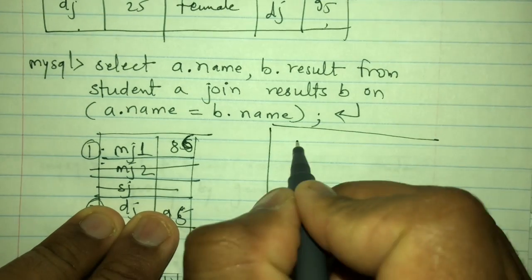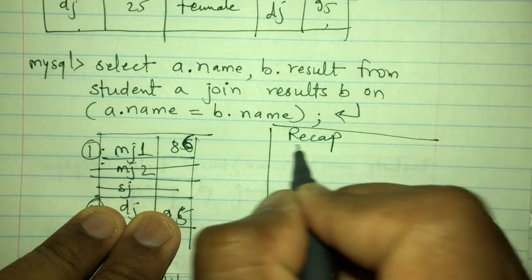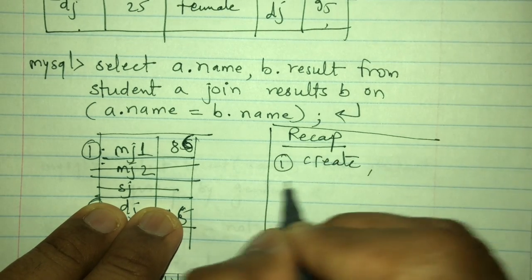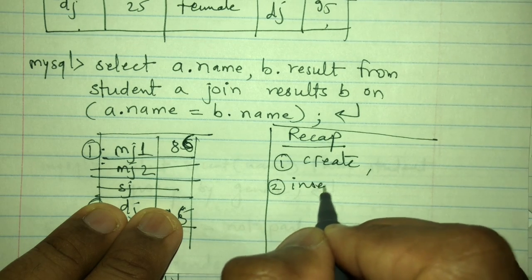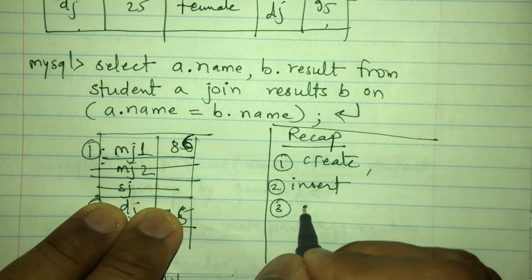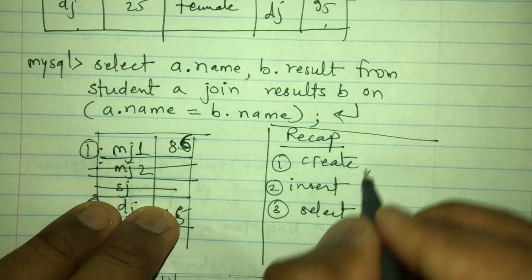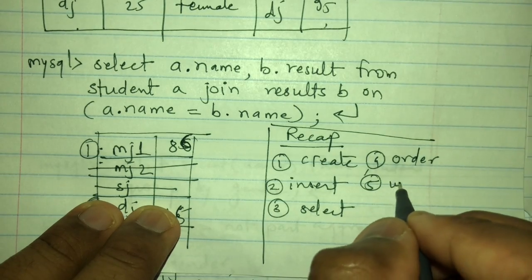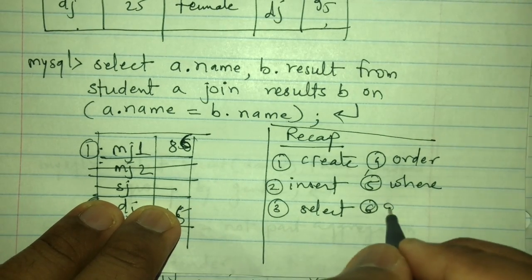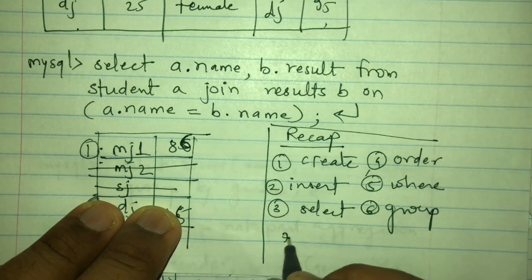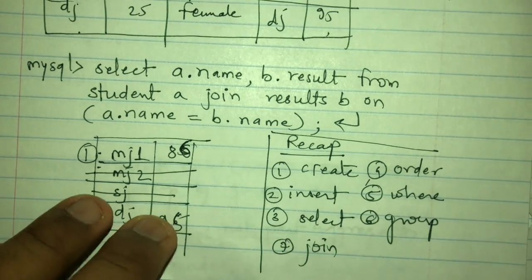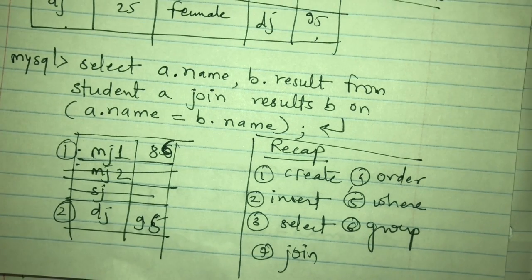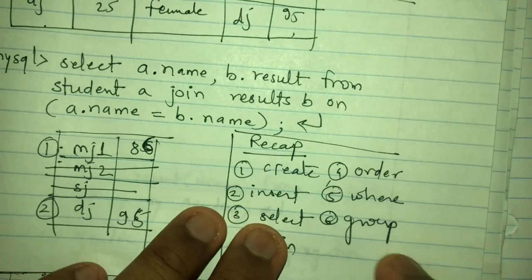Now before ending, I'll recap what we saw in SQL. So we saw how to create a table, we saw how to insert records in a table, then we saw how to perform select operation, we saw order by, we saw where clause, we saw group by, and lastly we saw join condition. So hopefully I was able to cover almost everything for SQL that I wanted to for the Hadoop prerequisite.